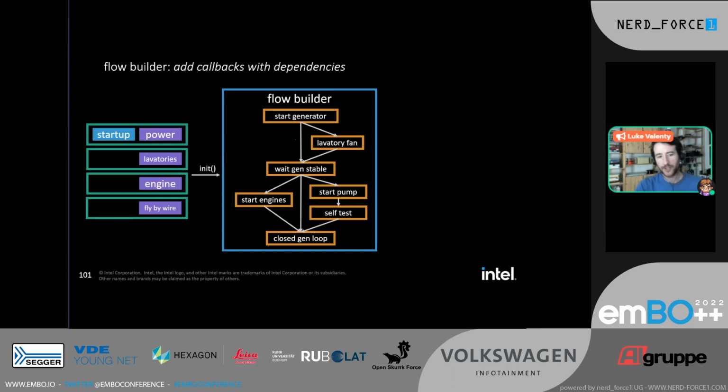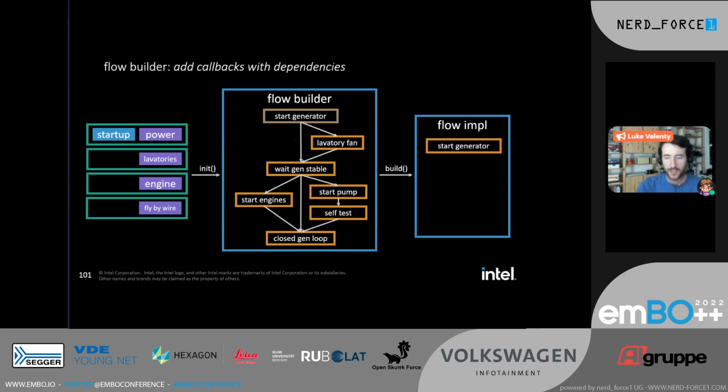After we've initialized our flow with all of the various features that want to add their own extensions to it, we're going to build it. And this build process is going to look at this directed acyclic graph, and it's going to figure out in which order we need to execute these steps so that all of them are satisfied with their dependencies. It's going to use a topological sorting algorithm. We can do the start generator first, and then the only next option is the lavatory fan, and then it must be wait for the generator to be stable, and so on and so forth.